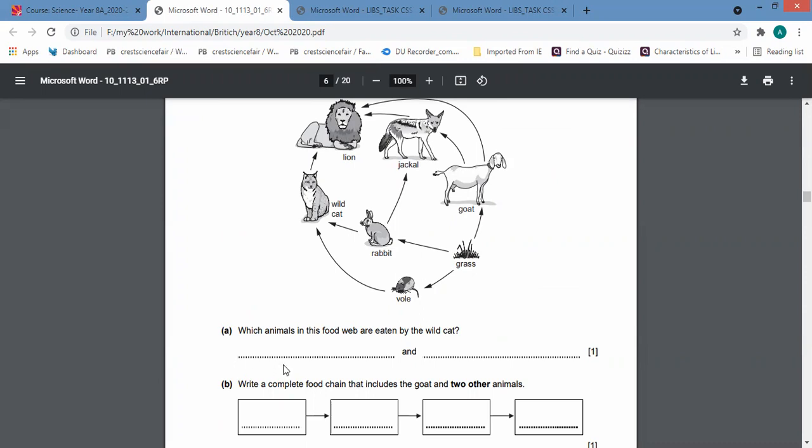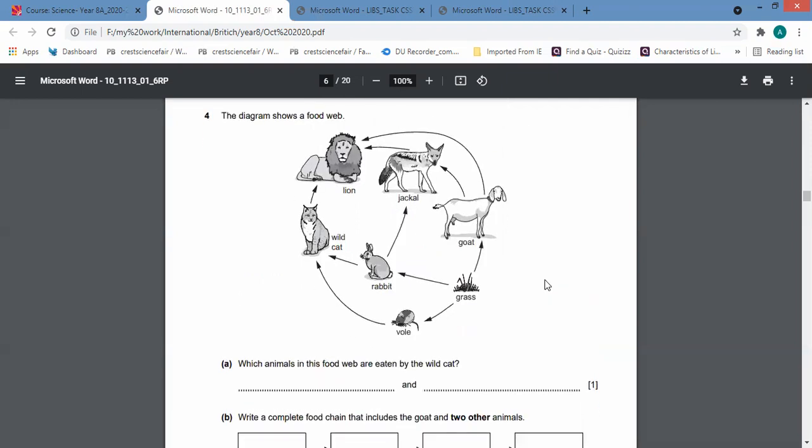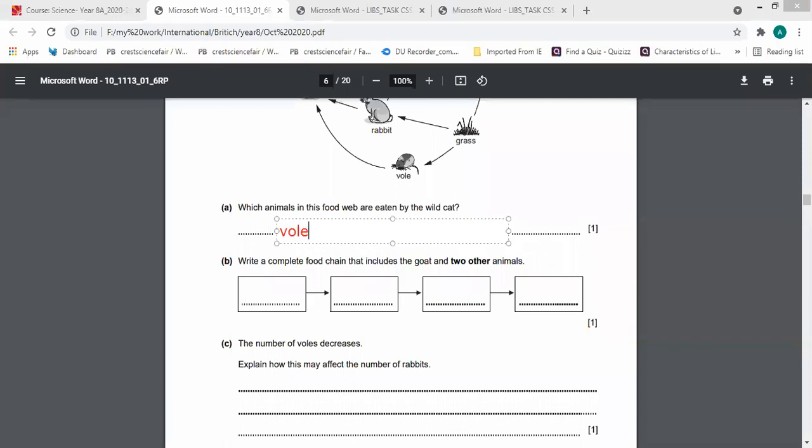Which animals in this food web are eaten by the wild cat? Where is the wild cat? The vole and the rabbit. This one and this one. Okay, vole and rabbit. I will write it. Vole, rabbit.